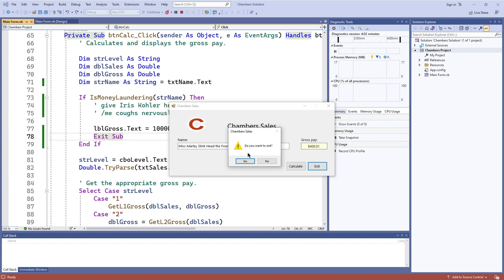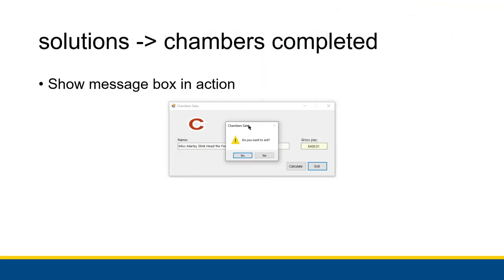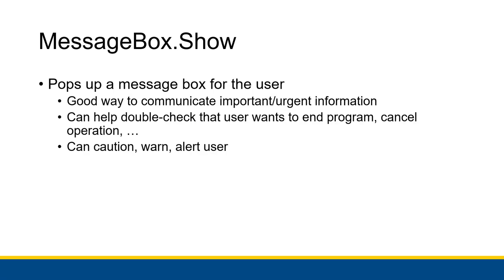And, well, I guess we can finally talk about this thing right here. This is called the message box. Let's get into that a little more. So the message box, as you saw, pops up a message box for the user. It's a good way to communicate important or urgent information. You can help double check that the user wants to end the program, cancel an operation that's in progress, all that kind of stuff. You can caution and warn and alert the user.